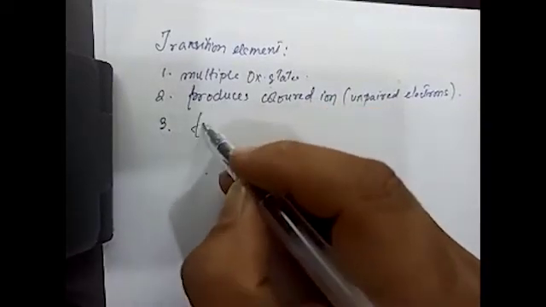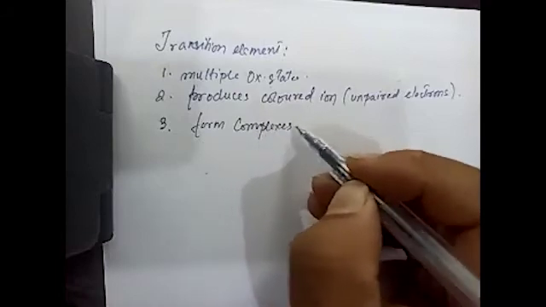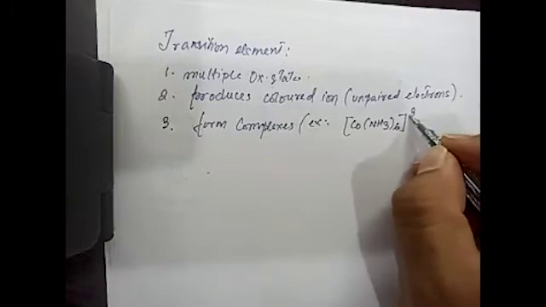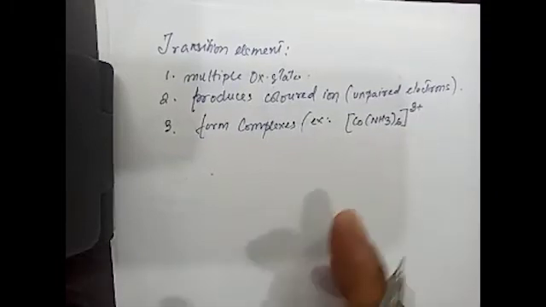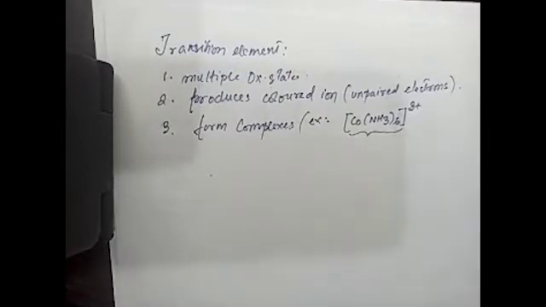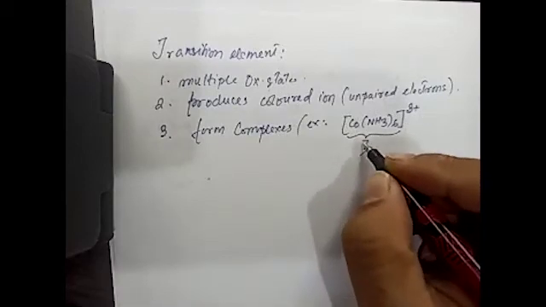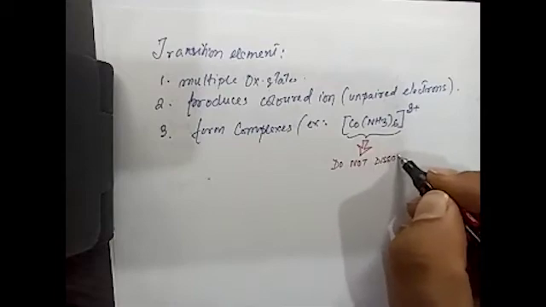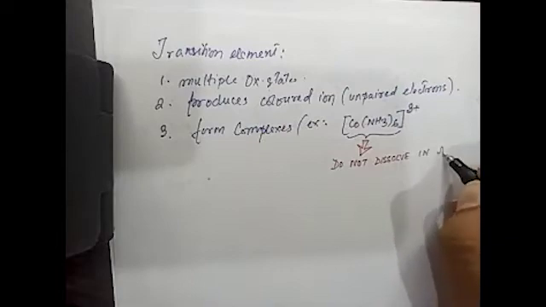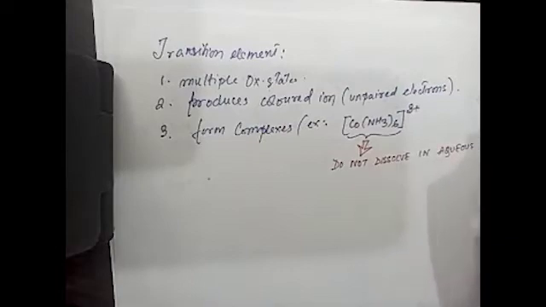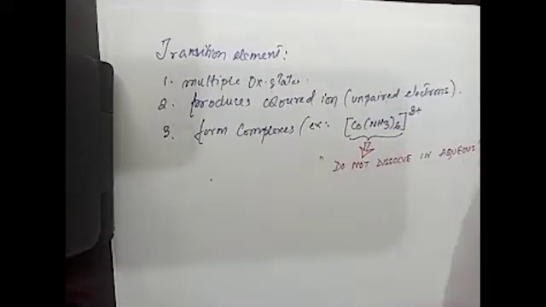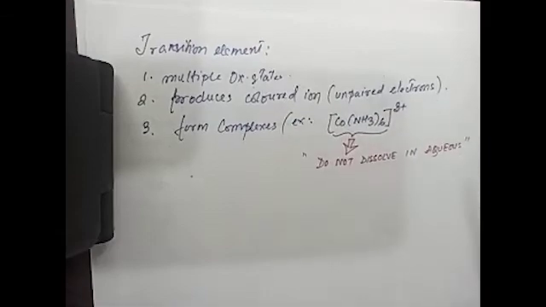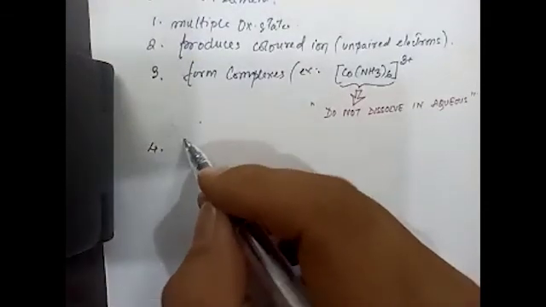Number three is they form complexes. Already I have taught coordination compounds, they form complexes. An example is Co(NH3)6 3+. This is one of the complexes. A complex is a substance that does not dissolve in water or in aqueous solution, that is, it does not break down. Number four, catalytic properties.